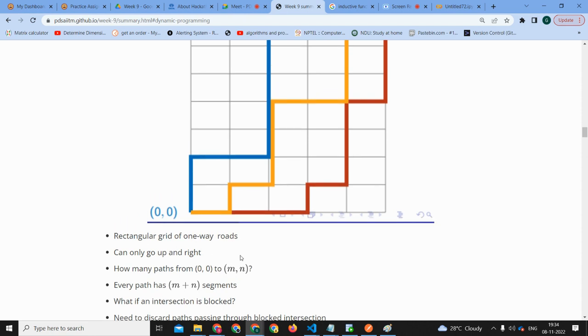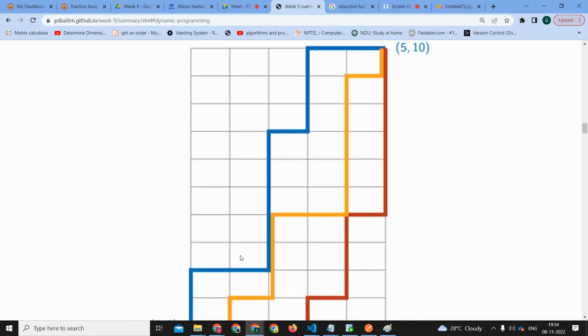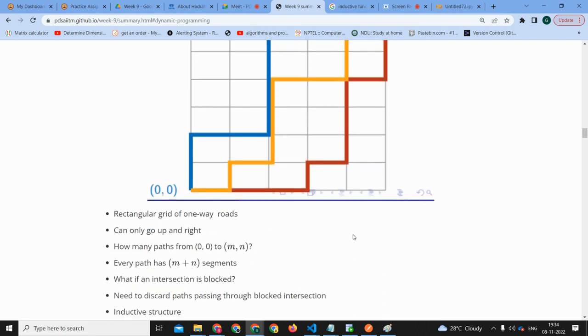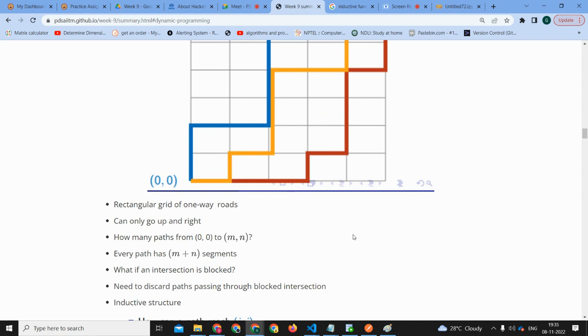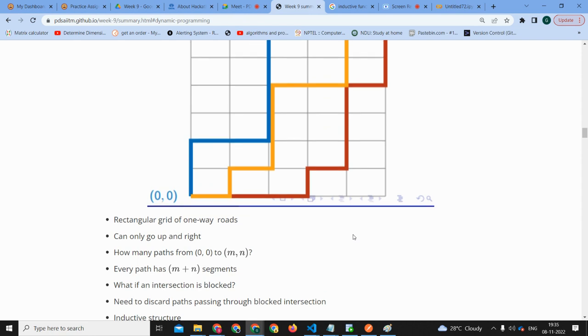And how many paths are there from 0 to m comma n? Starting from 0, we have m comma n like 5 comma 10. So the question is how many different ways you can go. That is what we are trying to find out.